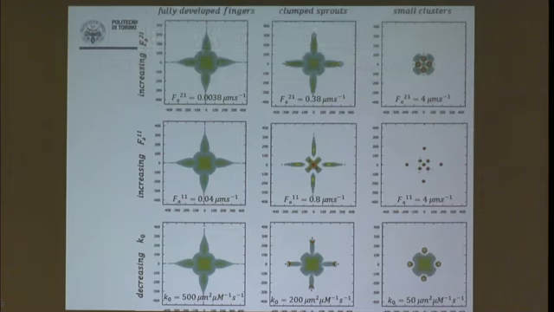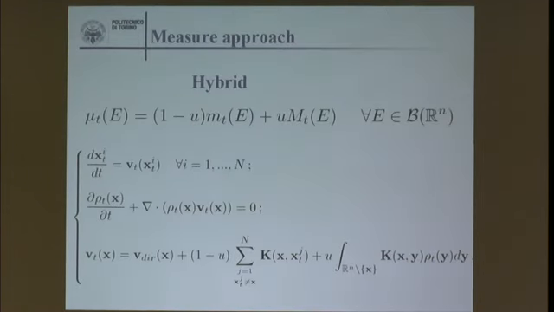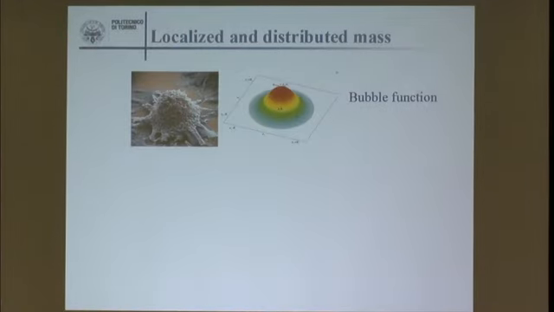So in a second approach, what we use is to describe the mass as localized mass and distributed mass. The localized mass has some given shape. So if you take a cell like this, you can assume that this is more or less what we call a bubble function, a shape function, if you want, in numerical terms.